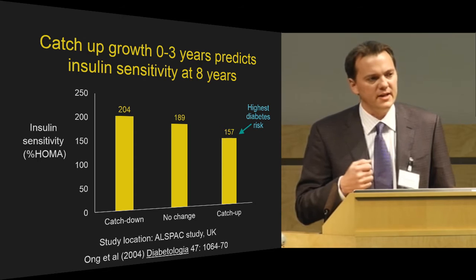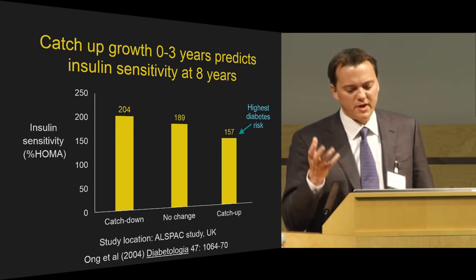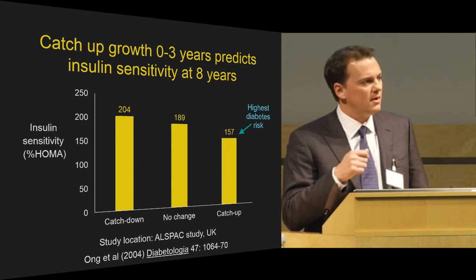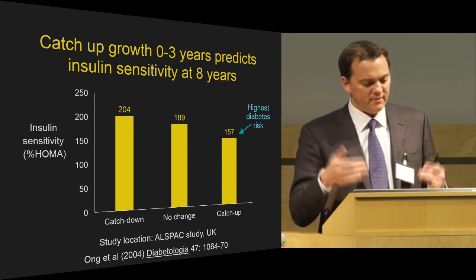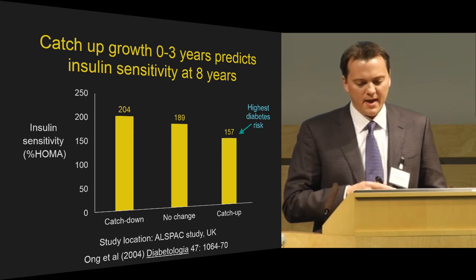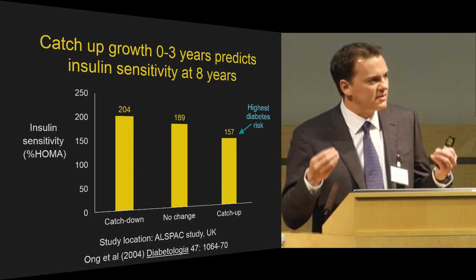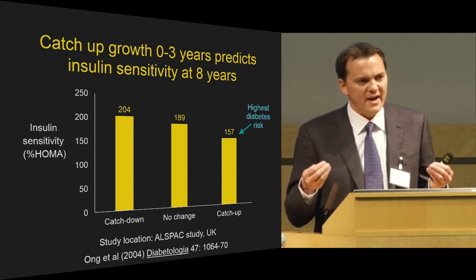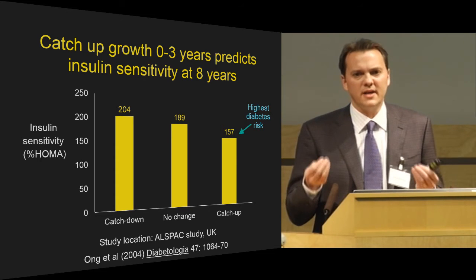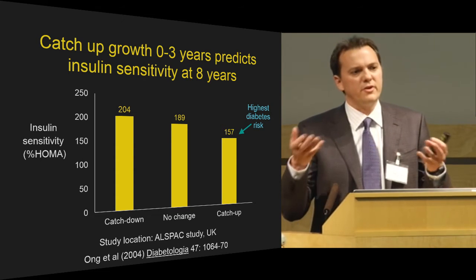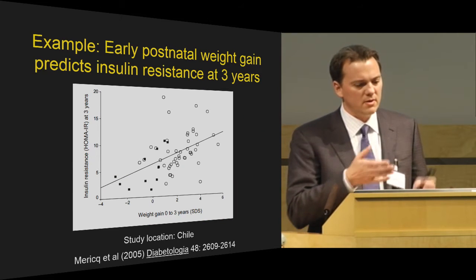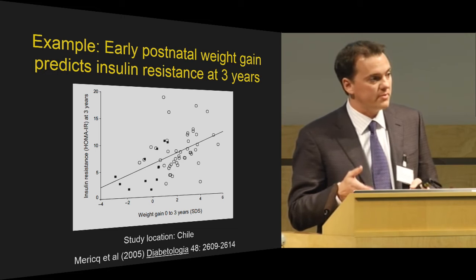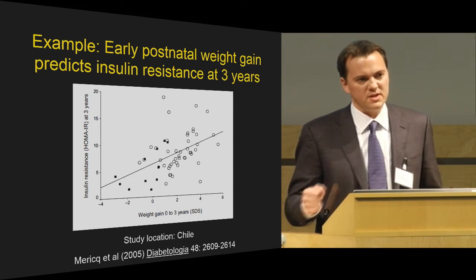This is the ALSPAC study in the UK. Individuals who experience catch-up growth in the first 3 years of life are more insulin resistant. They have less insulin sensitivity at 8 years of age. Now, if you're less insulin sensitive, that means that your muscle and your fat are not responding to insulin and not taking glucose out of the bloodstream, and therefore you're at increased risk for diabetes. And this is something very similar from Chile. So rapid growth in the first 3 years of life, you see more insulin resistance, okay?